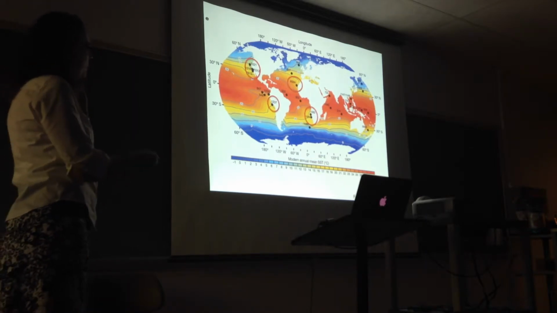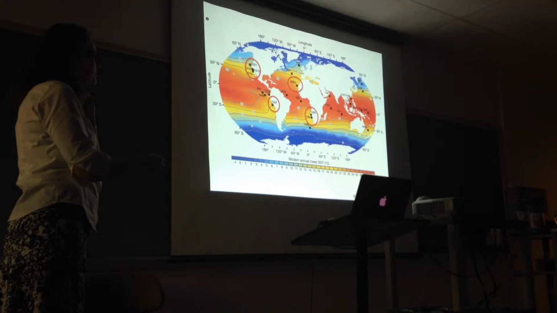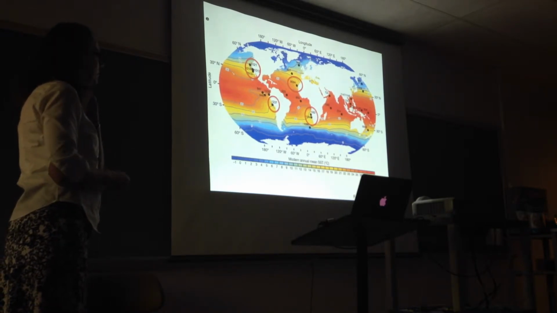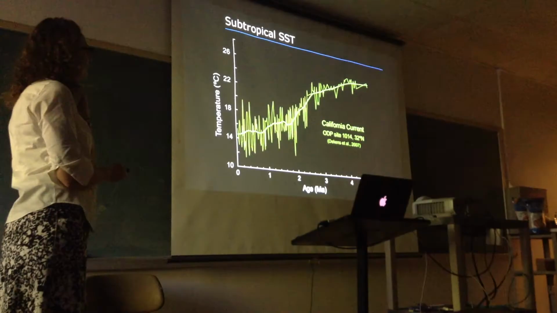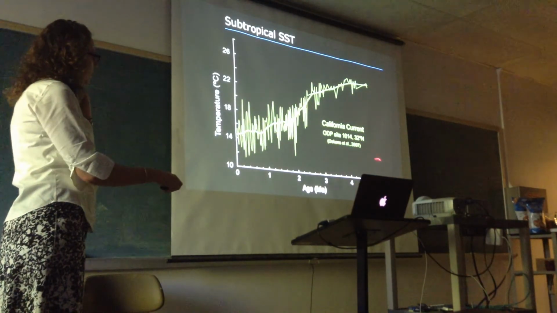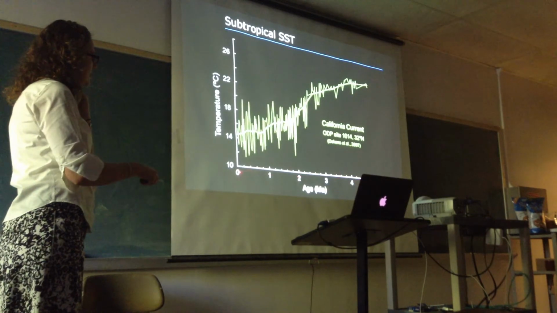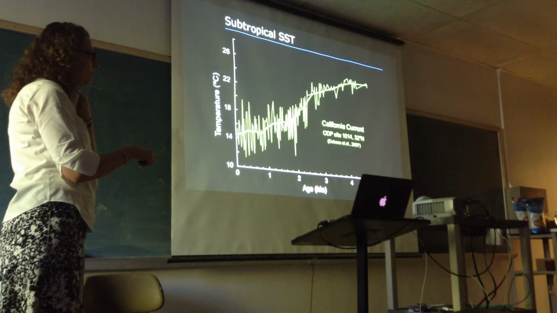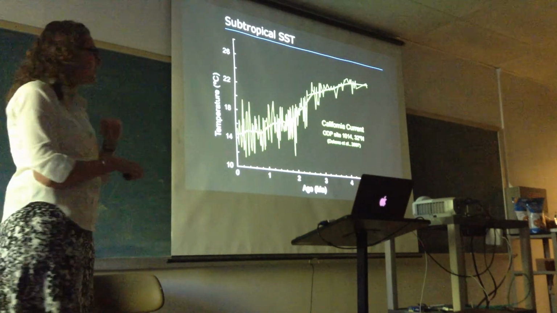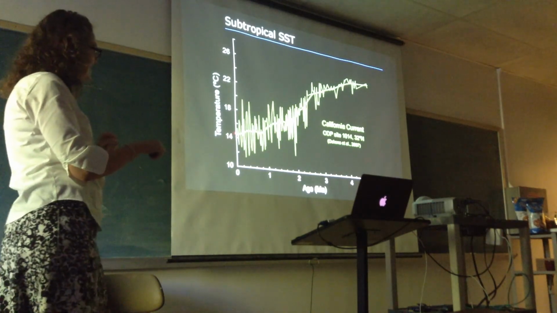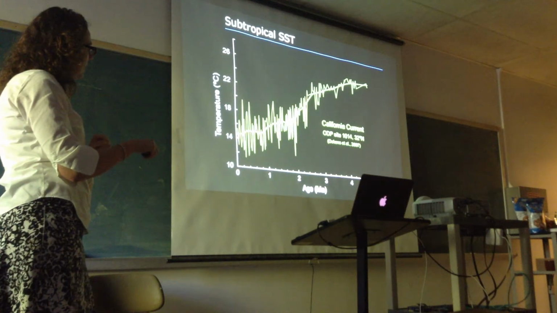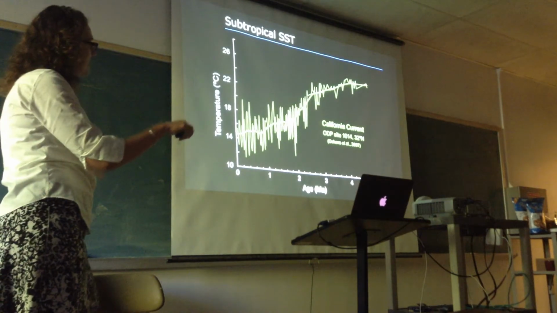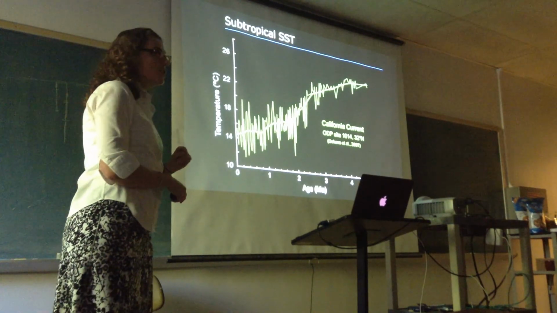The first place I'm going to show you is a series of records from the subtropical upwelling areas. Okay, and I'm mostly going to focus in on the California margin because, hey, that's where we live. This is a temperature record from 5 million years, on the right, to today. This is an alkenone record, so this is that U^K'_37 index. What you can see is that temperature today is around 15 degrees Celsius, and in the Pliocene it was about 9 degrees warmer, which is huge.